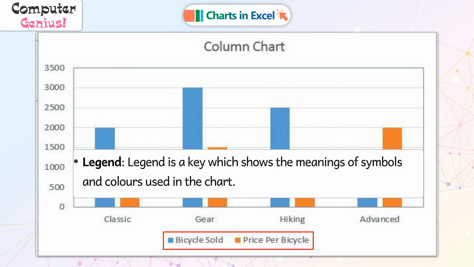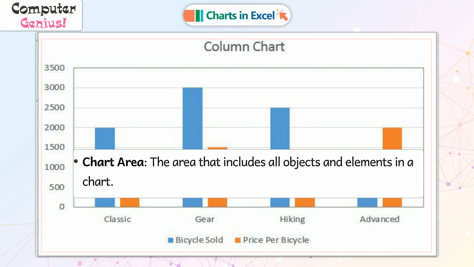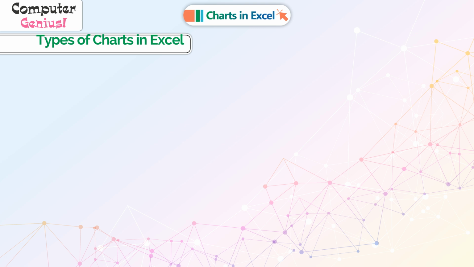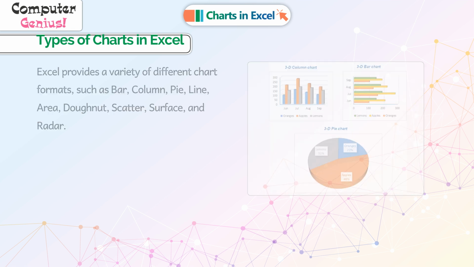Legend. Legend is a key which shows the meanings of symbols and colors used in the chart. Chart area. The area that includes all objects and elements in a chart. Types of charts in Excel. Excel provides a variety of different chart formats such as bar, column, pie, line, area, donut, scatter, surface, and radar.